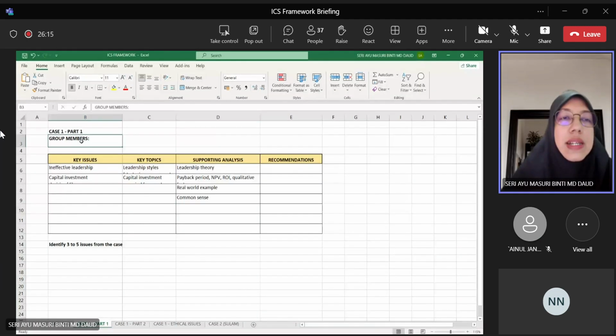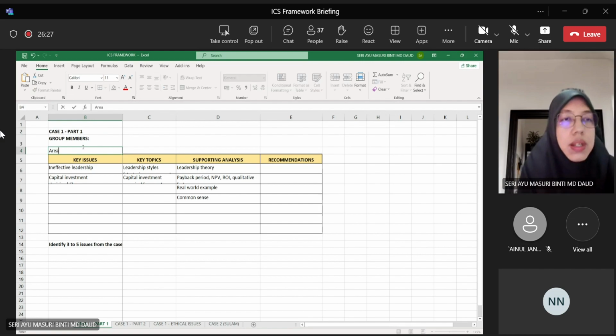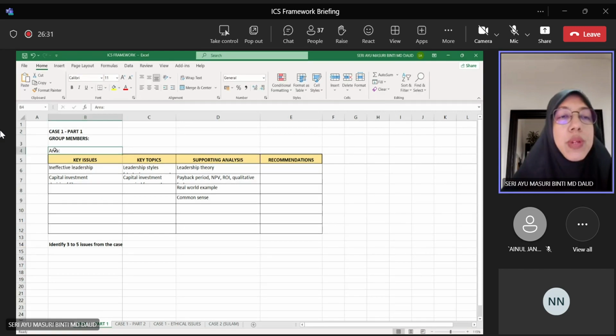Okay, so here I have also put, if you noticed, case 141, and group members. So you can also indicate the group members as well as the area that you're doing. You can add here. I think it would be helpful. So no problem, you can modify the template. Okay?